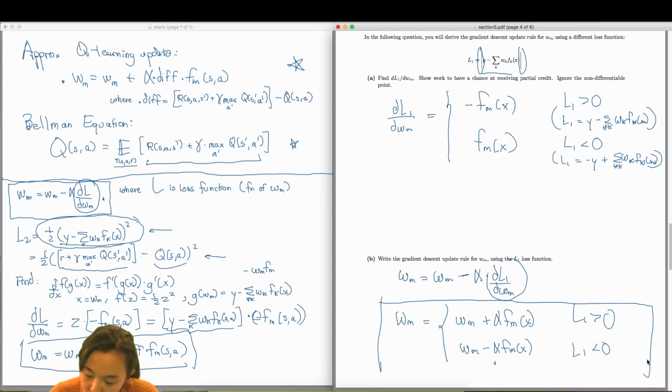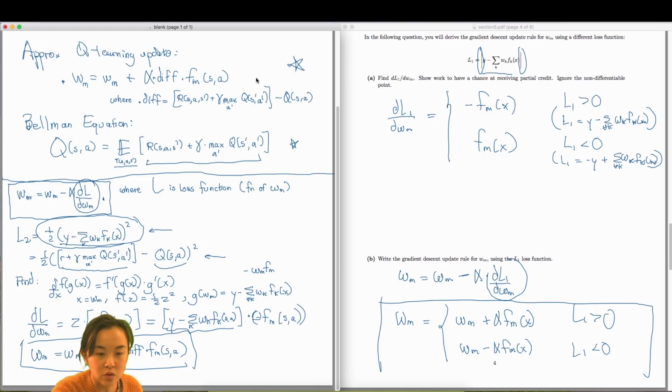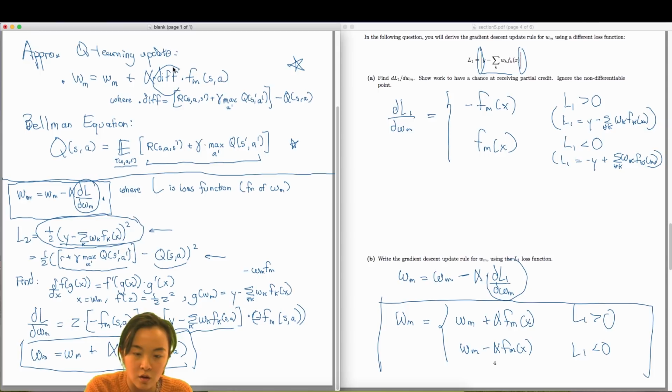So I suppose we can now compare this update equation using the L1 loss function with the update equation that we have when we use the L2 loss function. And they're really similar. The only difference is the signs and the inclusion of difference over here.